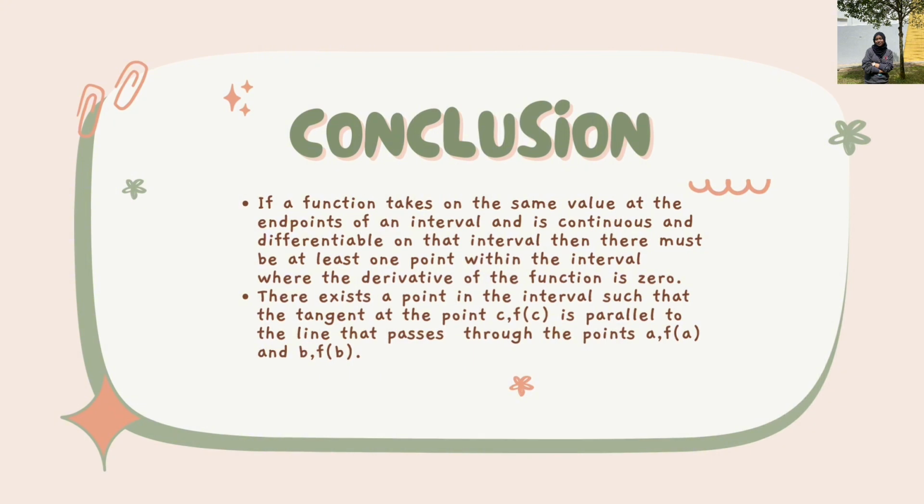Okay, so the conclusion is if a function takes on the same value at the endpoints of an interval and is continuous and differentiable on the interval, then there must be at least one point within the interval where the derivative of the function is 0. Then there exists a point in the interval such that the tangent at the point c, f(c), is parallel to the line passed through the points a, f(a) and b, f(b).